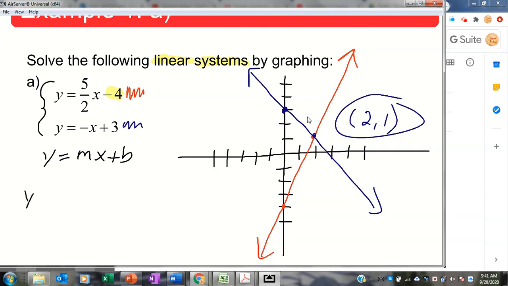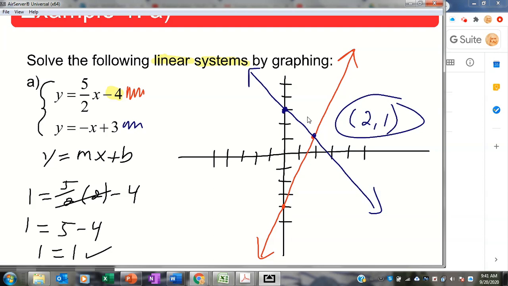So we take the first equation, y equals 5/2 x minus 4. We're going to substitute 2 in for x. And I should not have put a y there. Instead of putting a y, I should have put 1 in for y. Now you can see right here, the 2's are going to cancel. We're left with 1 equals 5 minus 4. 1 equals 1. So that point (2, 1) worked for the first equation.